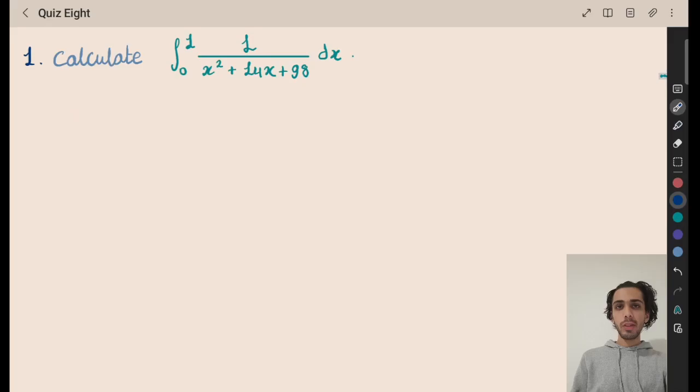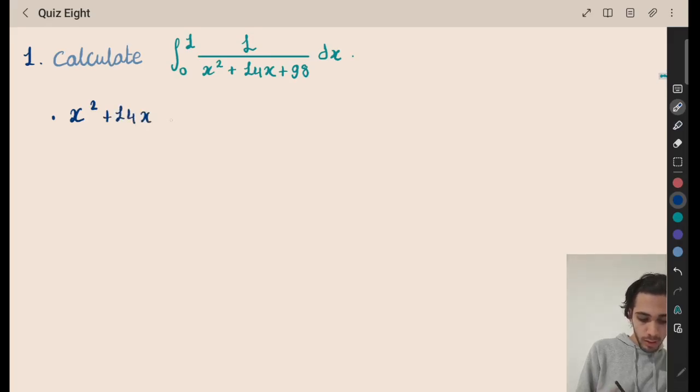So when I say motivate, I mean we will be investigating this expression and we will see what we can do with it. So here are some ideas. So I start with the x squared plus 14x plus 98. I mean, the numerator is done. There's nothing I can do with it. But perhaps I can do something with the denominator.